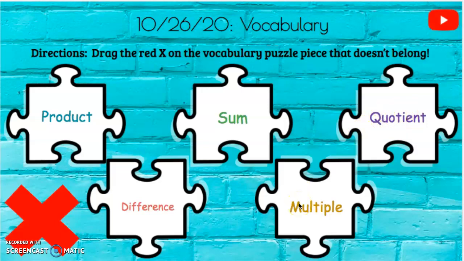But multiple is not the answer to a certain problem. Multiple is just when you have your multiples, for example, multiples of 2: 2, 4, 6, 8, 10. So multiple is a number that can be divided evenly by another number. So that is not an answer to any kind of problem.